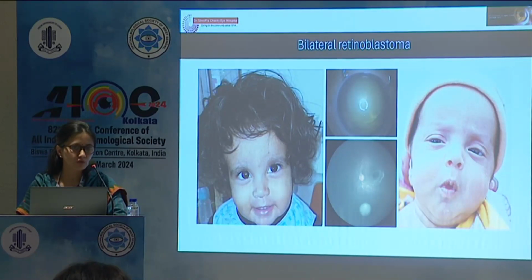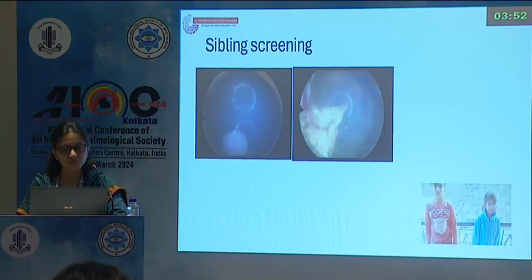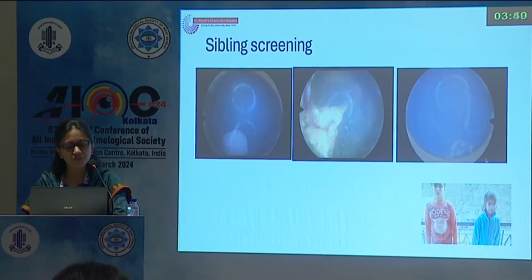For the first child, unfortunately, one eye could not be salvaged, but we could save the other eye. So these are the two siblings. This was before enucleation was done for the first child. So sibling screening is very important, not only for small children, but sometimes you get surprises.